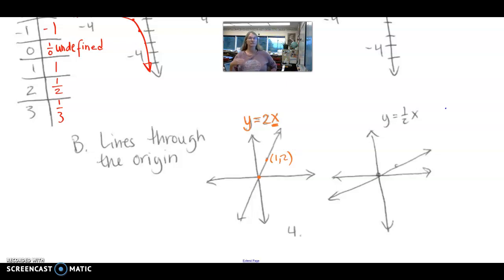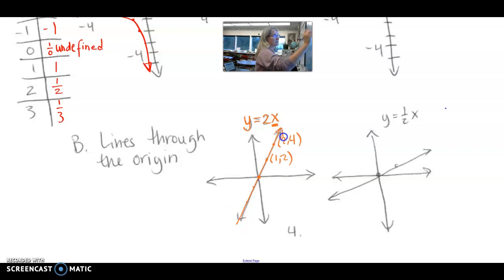So what it's really doing, that 2, is stretching all the y-coordinates. It's making every y-coordinate twice as big as the linear function. So instead of 2, 2, it's going to be 2, 4, because it's going to be twice as big. So it's going to change the slope of that graph. And instead of 3, 3, it's going to be 3, 6, etc. And the same thing happens in the other direction.